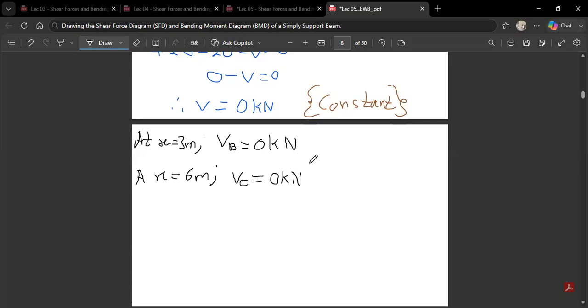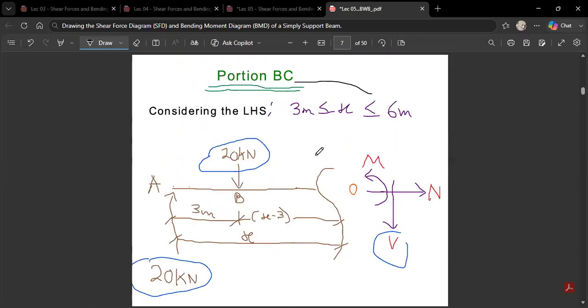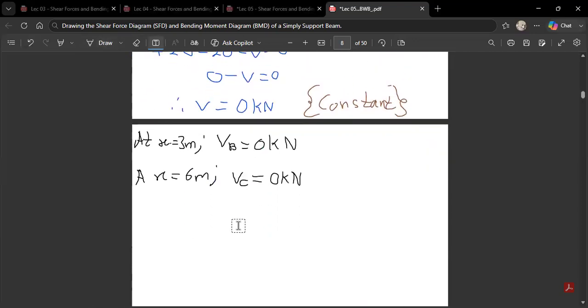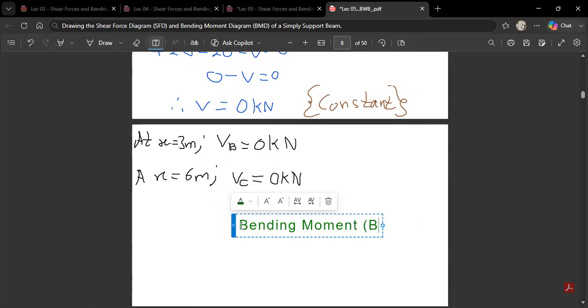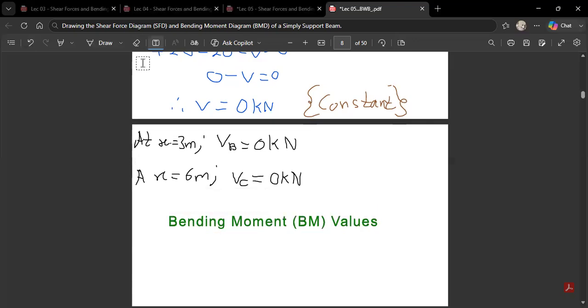So from here, what are you going to do next? The next thing you are going to calculate is your bending moment values. So let me write over here the bending moment values. When we meet in part 2, we'll see how best to solve that. So these are the bending moment values.